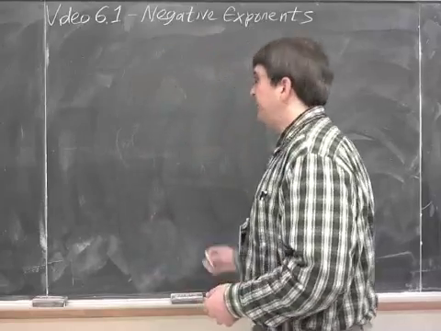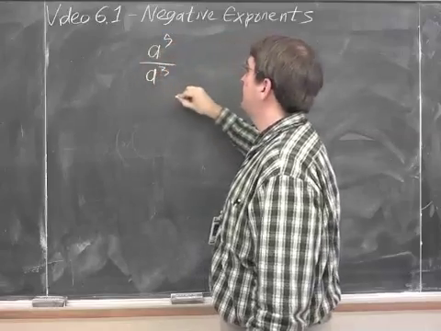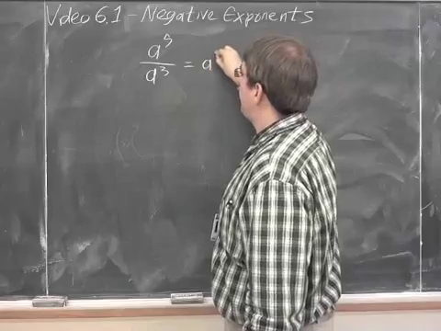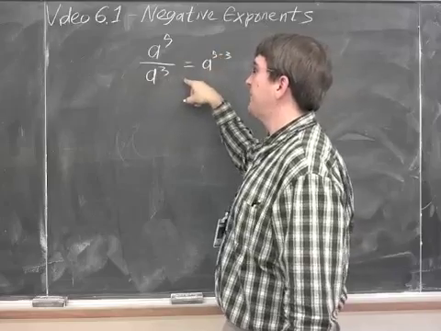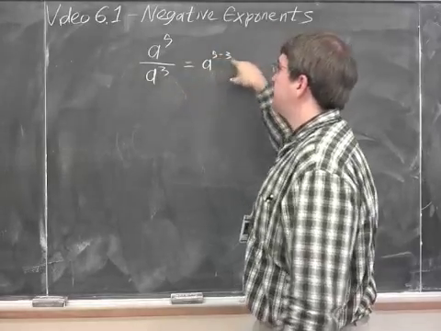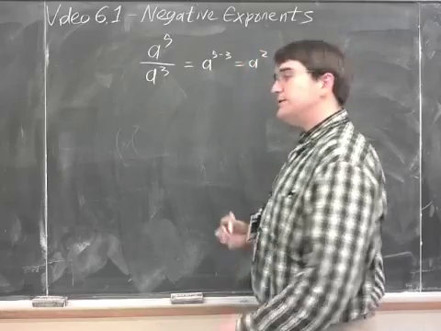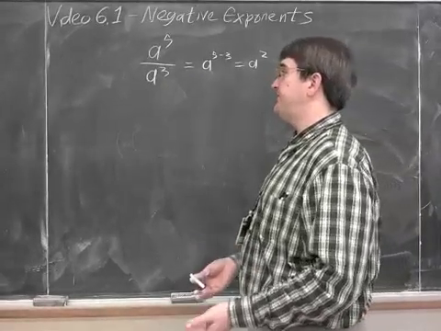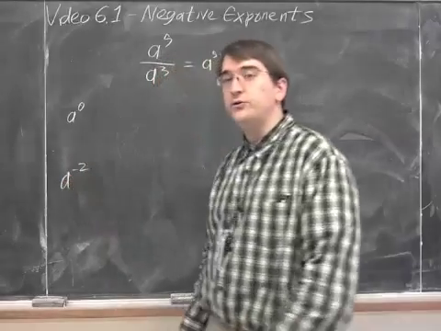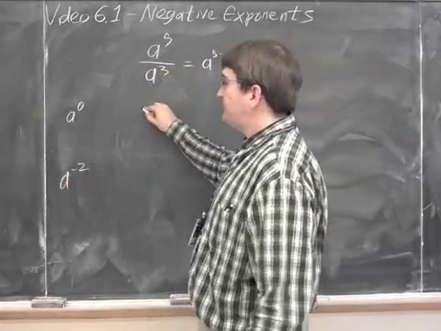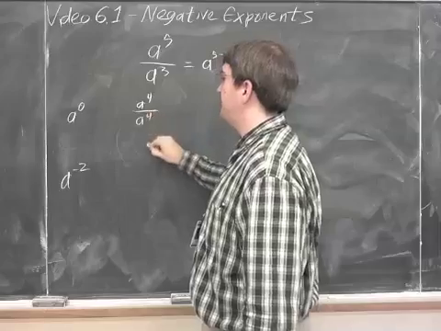You've probably learned by now that when you have something like a to the 5 divided by a to the 3, you can simplify the process of expanding out all the 5 a's on top and all the 3 a's on the bottom and canceling, and just do a to the 5 minus 3 to get a to the 2. We can use this idea to help us define what a to the 0 would be, and for example, what a to the negative 2 would be. So let's do this one first. The example I'll think about is a to the 4 divided by a to the 4.